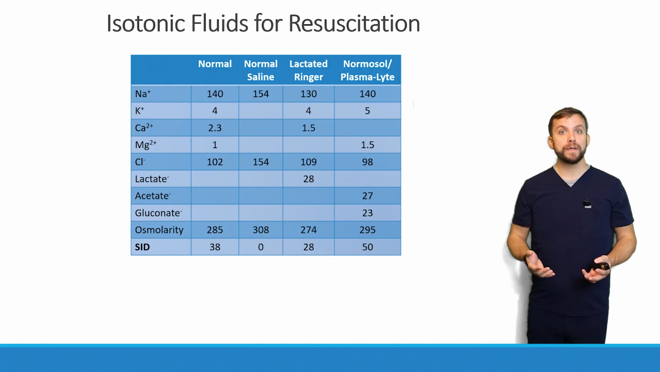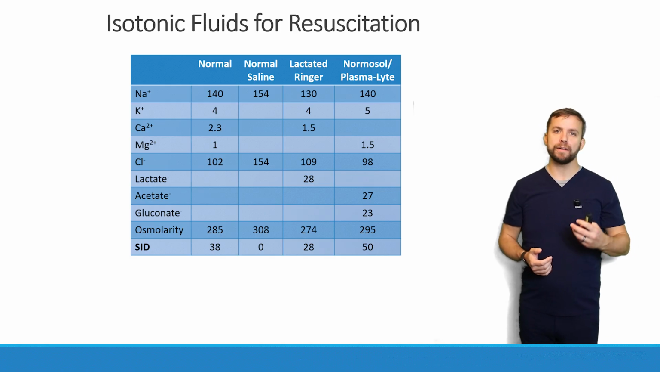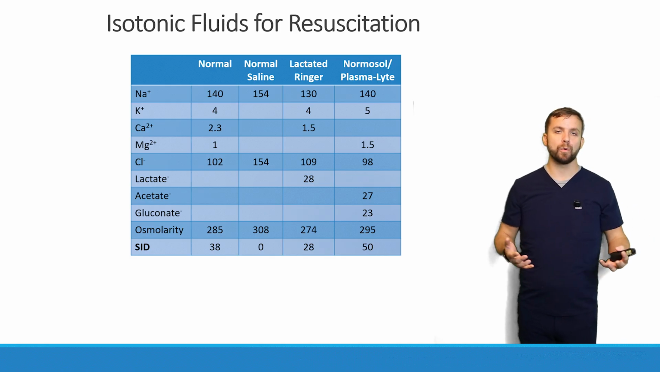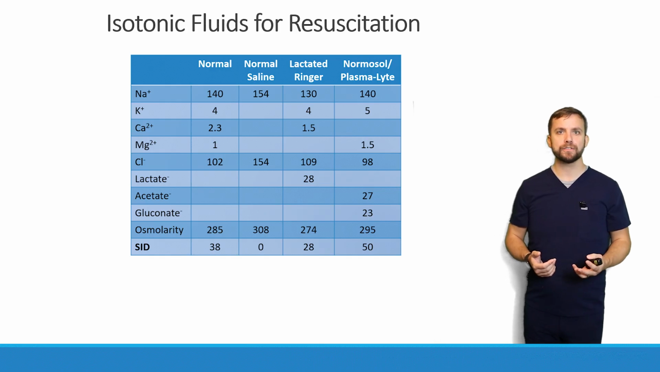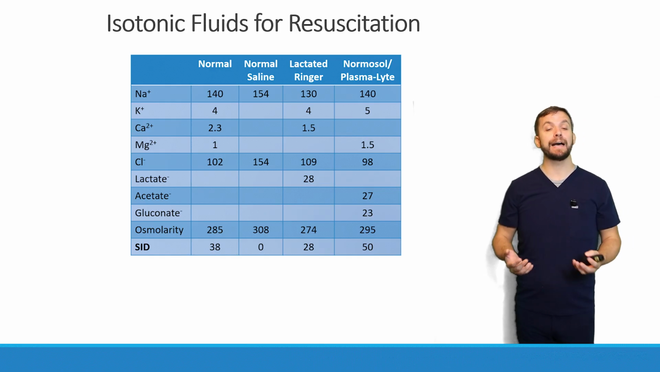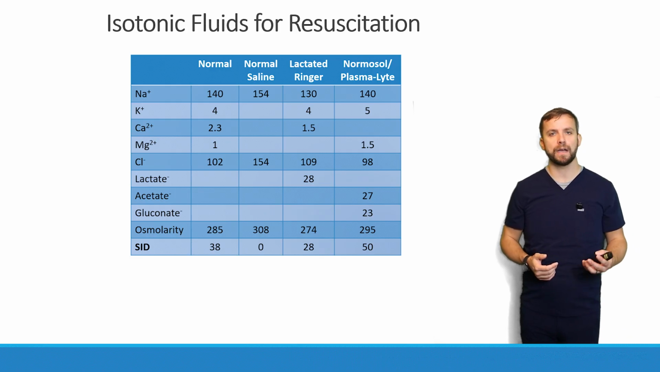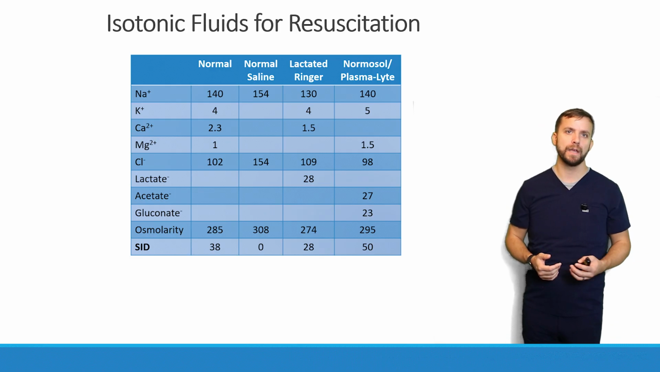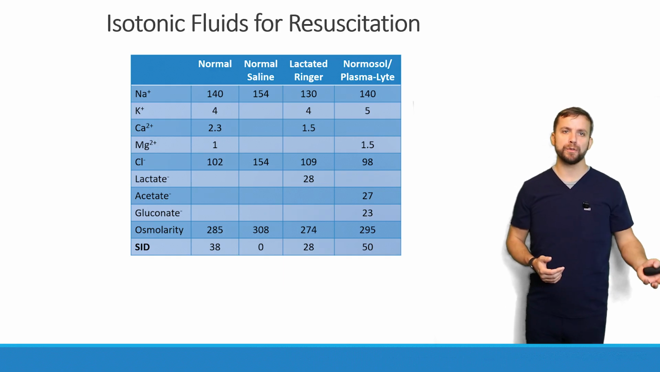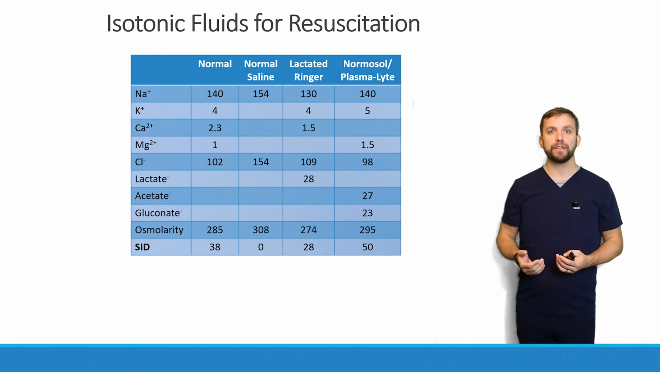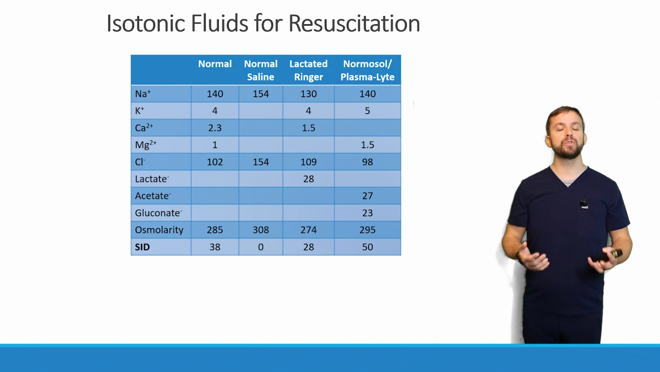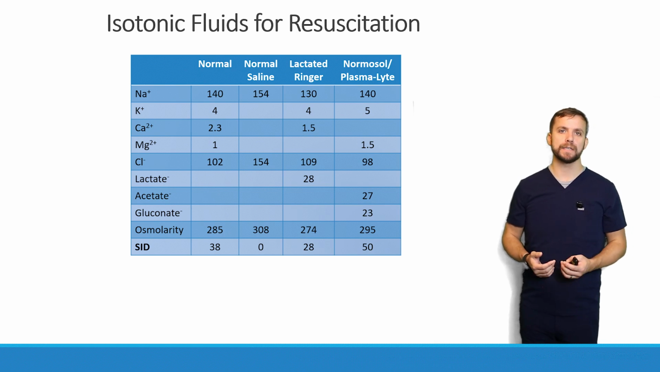Looking at the different fluids, things that I want to point out is if you look under normal, this is what the normal body is in terms of their electrolytes. Normal saline is obviously not normal. It has a little bit more sodium than you would expect, 154 versus 140, which is not that big of a difference. But if you look under chloride, it's 154 versus 102. It's just a huge amount more of chloride than what you would expect.